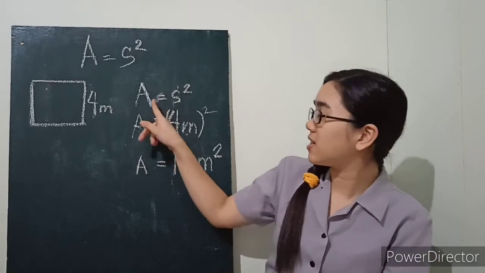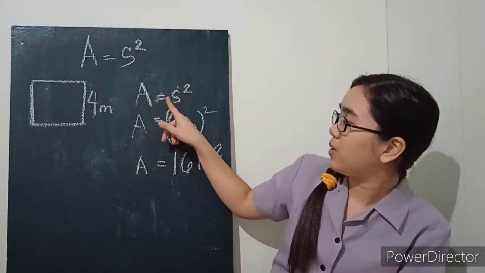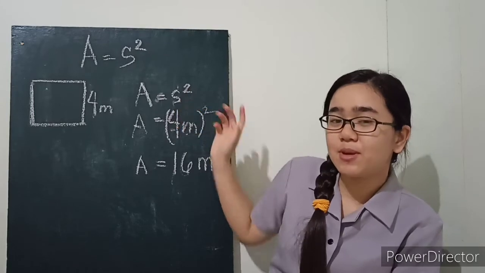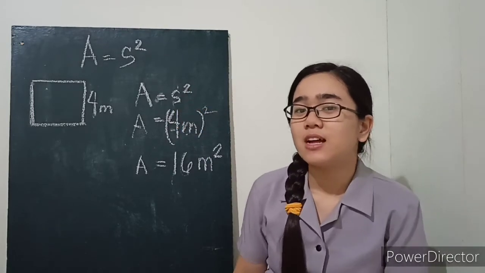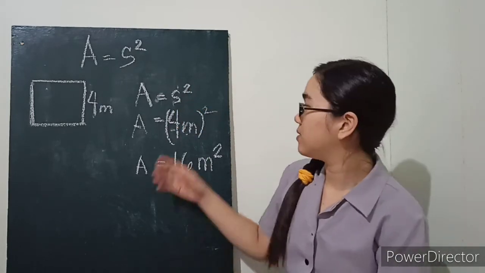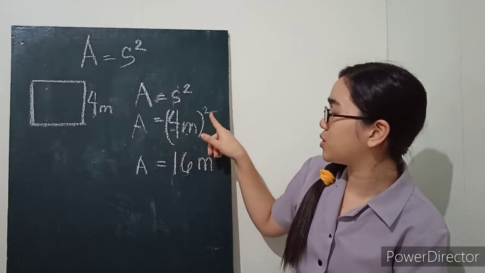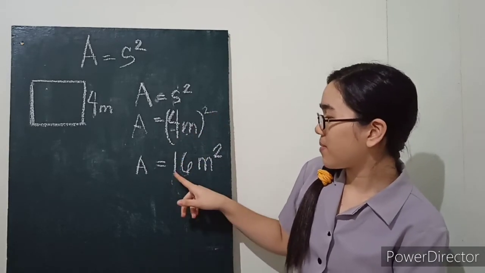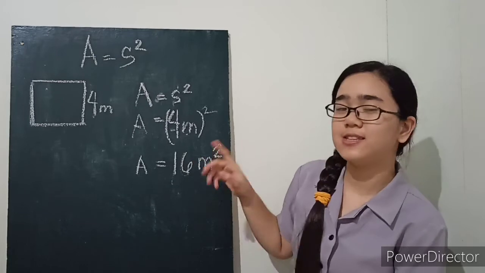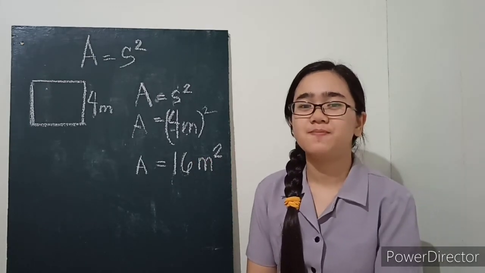Isa-substitute lang natin siya dito sa A is equal to S square, kasi sabi doon, i-square daw yung side ng ating square. So, substitute lang 4 meters squared. And the area of this square is 16 meters square.